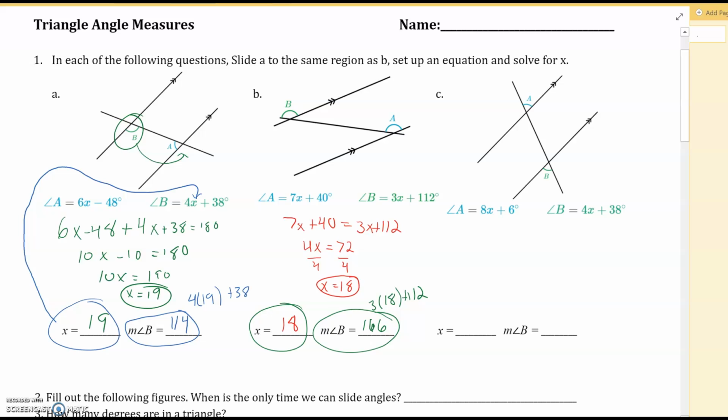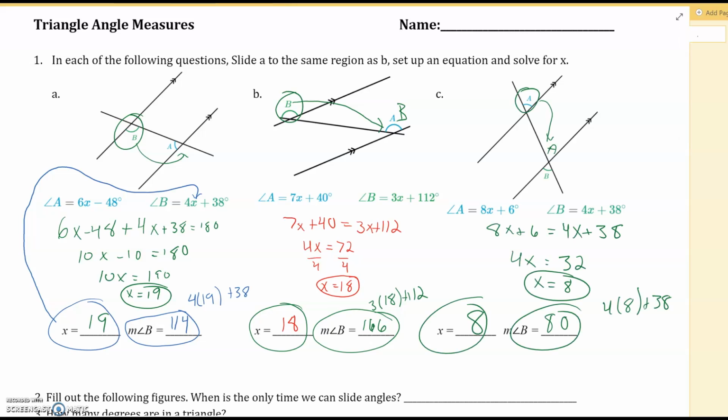Okay, and letter B, angle B actually slides right down to angle A. Therefore, they are the same angle, and so they are set equal to each other. So we should get 18 for x and 166 for angle B. Go ahead and do angle C, or letter C.